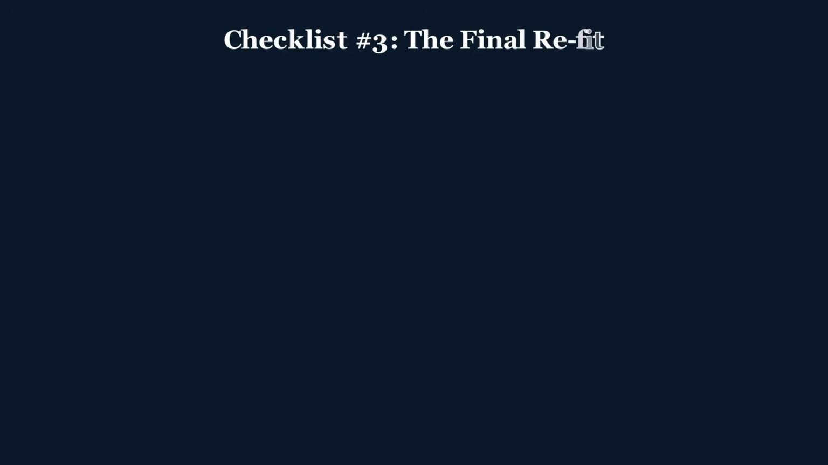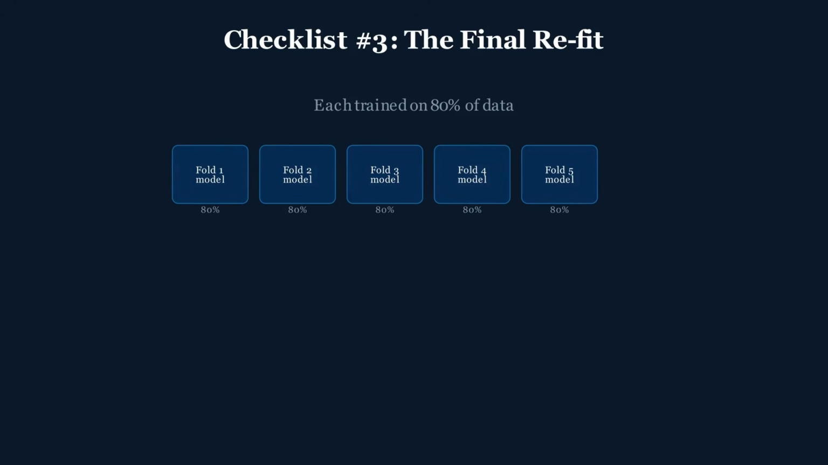Number 3. And this one is easy to forget. The final refit. Cross-validation is an evaluation tool. It tells you how good your model is. It does not produce a deployment-ready model. Why? Because each fold only trains on a subset of your data.